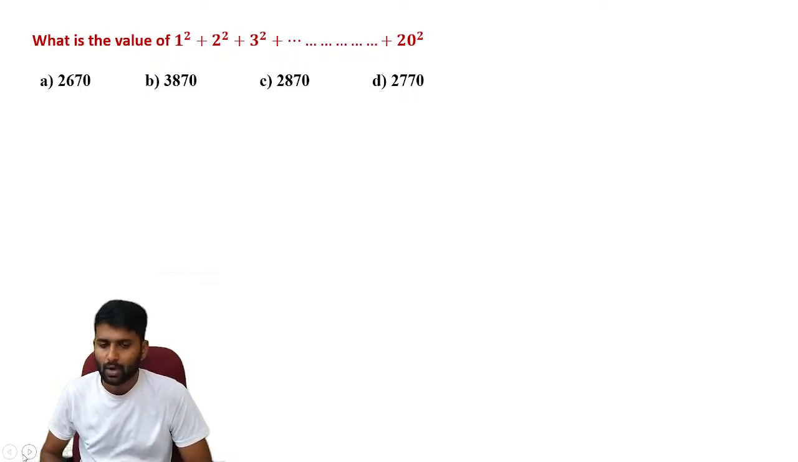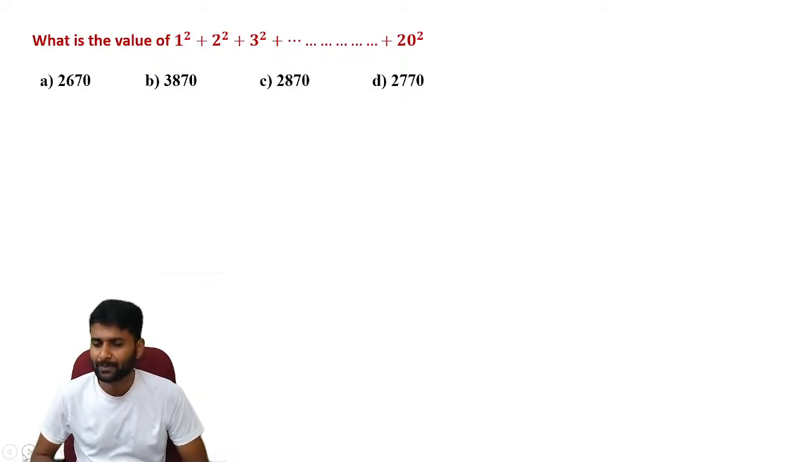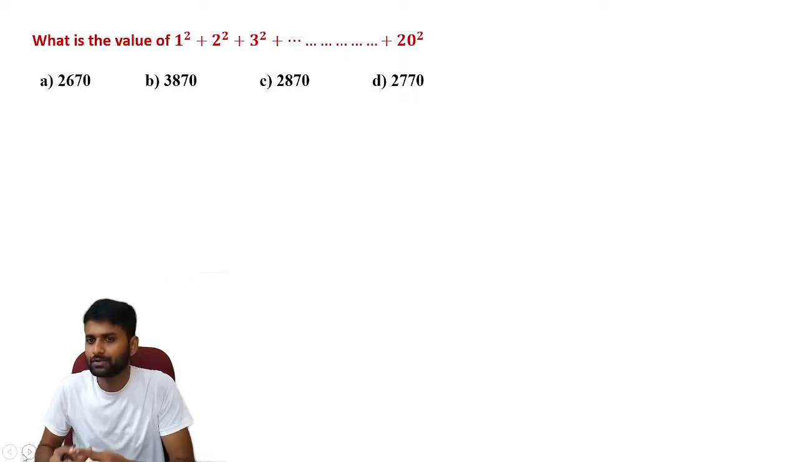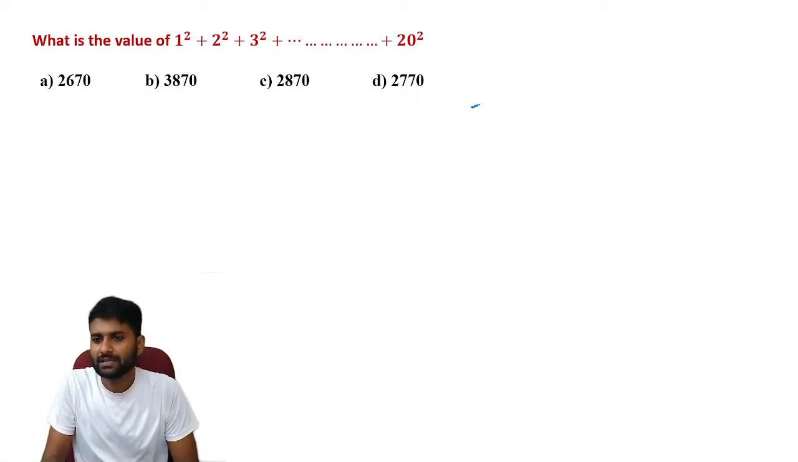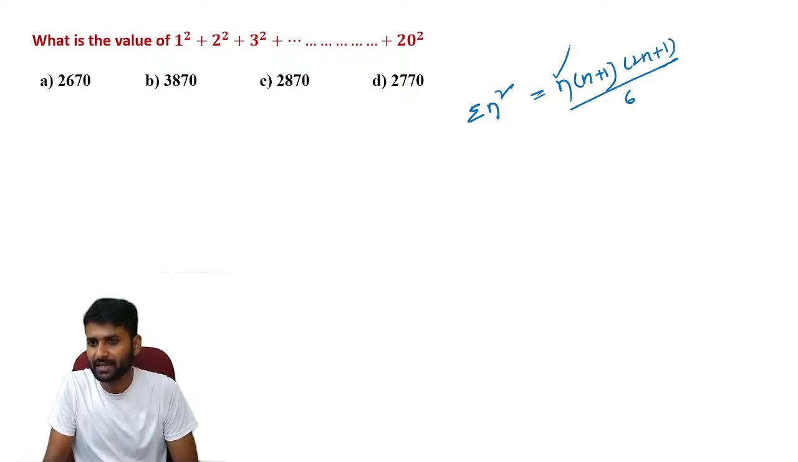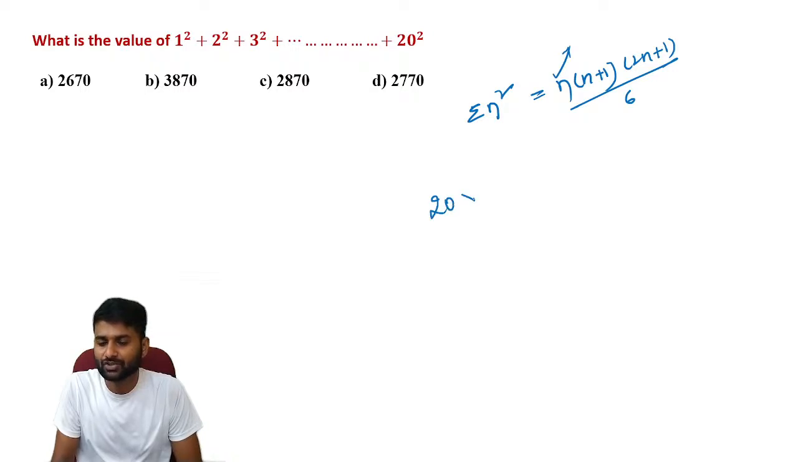Now see this question. What is the value of 1 square plus 2 square plus 3 square up to 20 square? So, sum of squares of the natural numbers formula: n into n plus 1 into 2n plus 1 divided by 6. Here n is the number of elements. So we have 20 elements: 20 into 21 into 41 divided by 6.